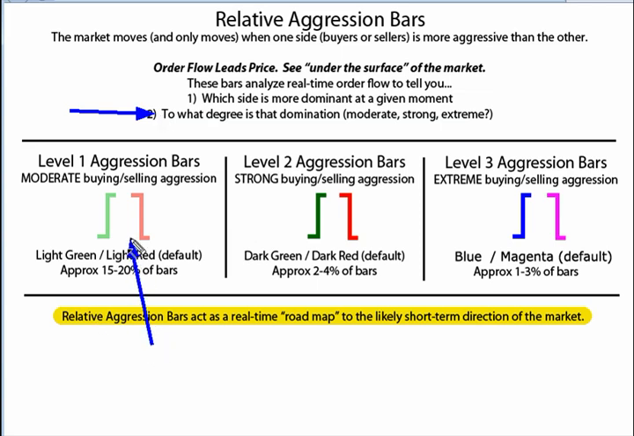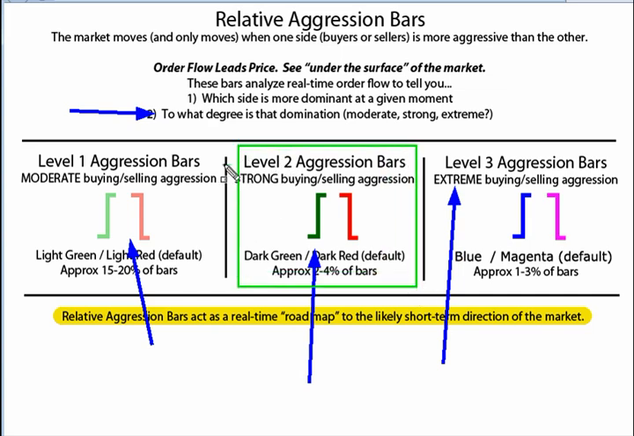Is it moderate buying or selling aggression? Is it strong buying or selling aggression? Or is it extreme buying or selling aggression? It's especially important to look at these level 2, or what we call strong buying and selling aggression, because they don't happen all that often. And then these level 3, or extreme buying and selling aggression.